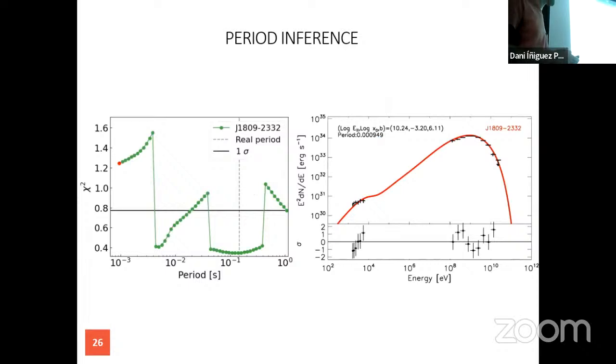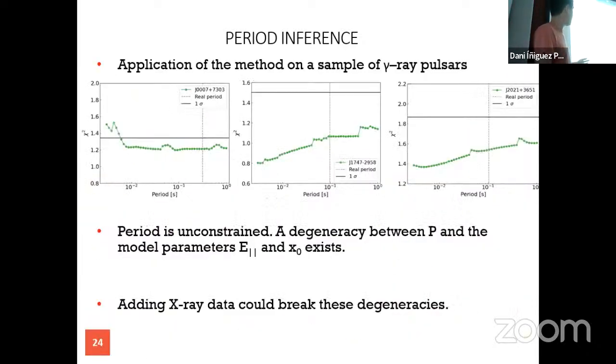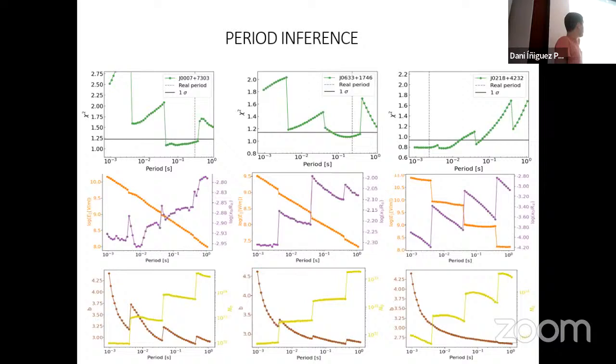But since all these points are below the Nyquist limit, we cannot statistically say that some are better than the others. So we are not making any assumption about the exact value of the period, but instead giving a range in which this period could be located.